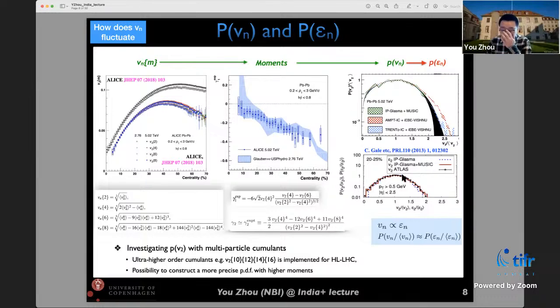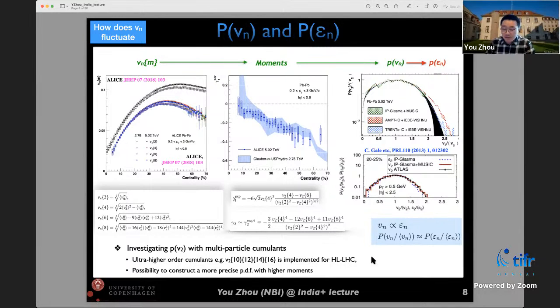And this has been confirmed also in the hydrodynamic model calculations. If you compare the P(Vn) distribution to the P(epsilon n) eccentricity distribution, they are almost identical. So this is very useful in the sense that we can use the final state P(Vn) distribution to directly constrain our initial state models without worrying so much about the eta over s and the viscosity of the quark-gluon plasma.